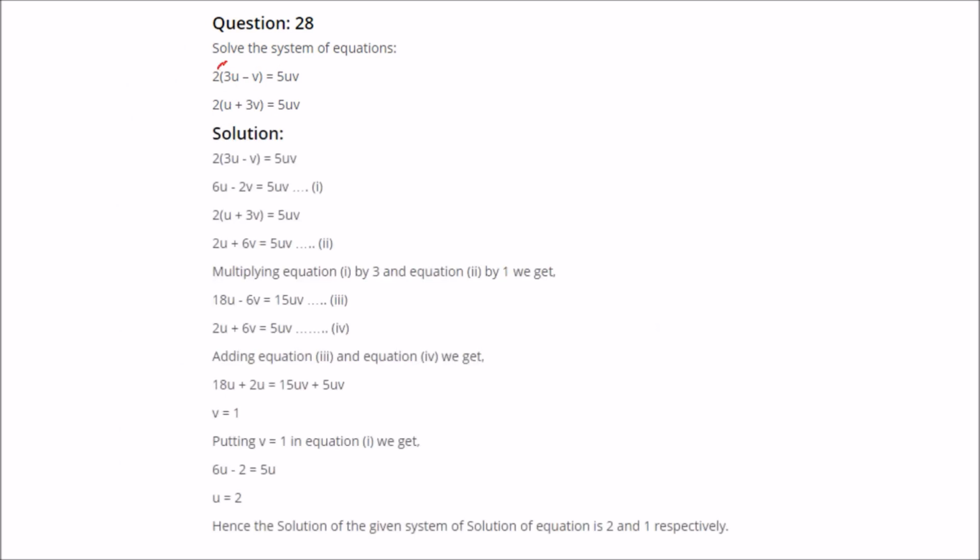Here this is not in the standard form, so what we can do here is first multiply. That is 6u minus 2v equal to 5uv. This is your first equation. Then 2u plus 6v equal to 5uv. This is your second equation.